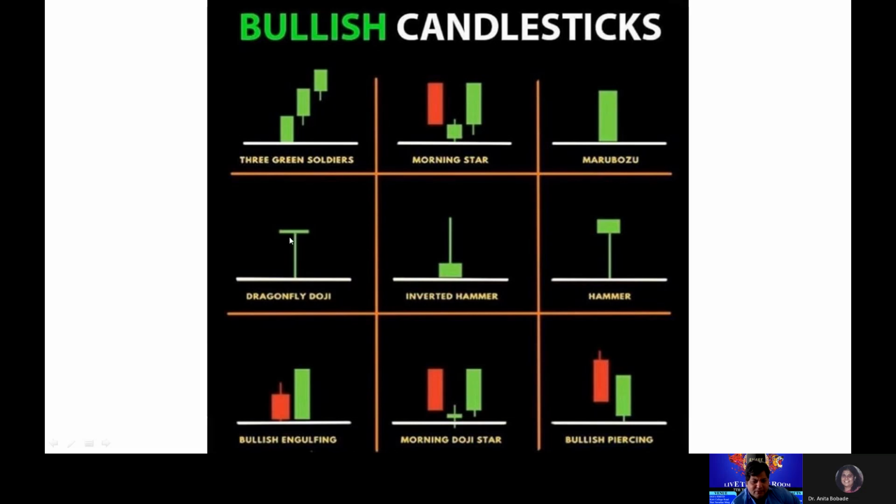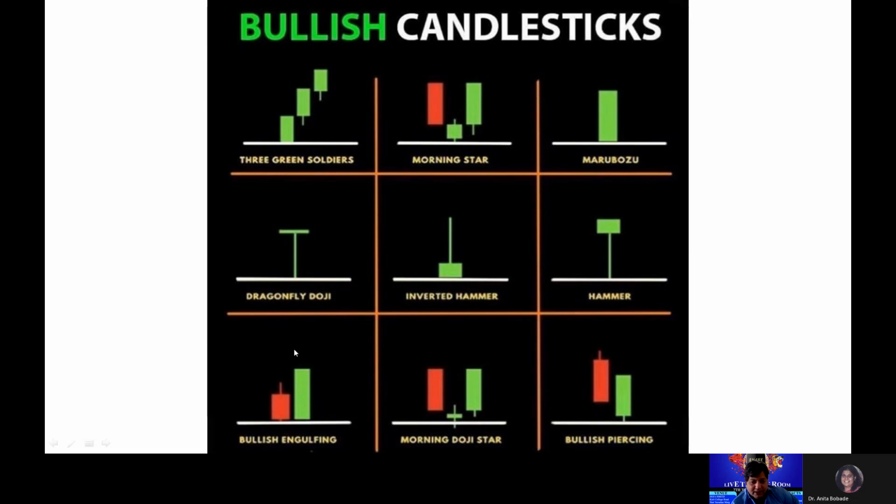Dragonfly doji. Now this type of candle is something like a pin bar, in which it opened and closed at the same time. However, it can be called a bullish candle because it went all the way down, the buyers took control, got it up, and it ended in green. Inverted hammer. Again the same part. I won't go into it again.